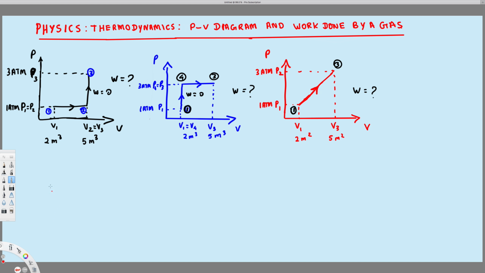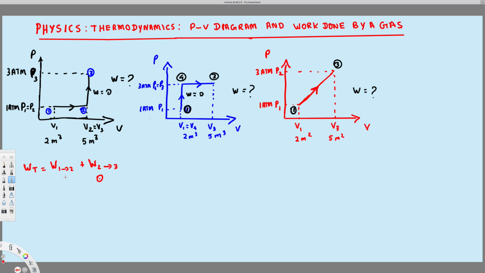If we put the equation for this one, Wt is going to be W1 to 2 plus W2 to 3, right? We already know W2 to 3 is going to be 0 because volume is constant. If you have constant volume, we call it an isochoric process. Any isochoric process, the work is 0. So this is going to be 0, and for 1 to 2, this is an isobaric process.